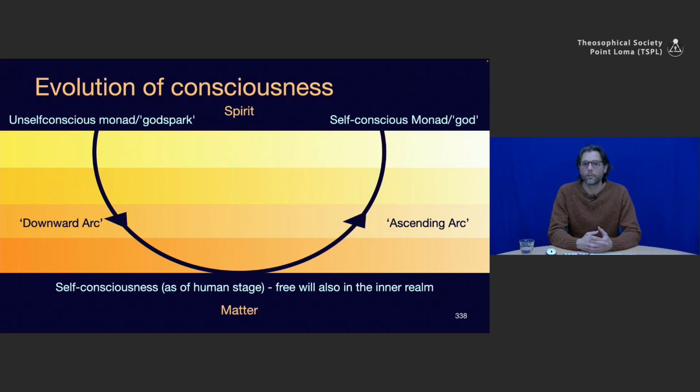At about the lowest point of that material development, self-consciousness is then developed with the development of the thinking faculty in the human kingdom. From then on, we have the free will to also focus on inner realms and to go up the ascending arc. Then we develop further in the spiritual realm until finally, as self-conscious monad or God, we relatively complete our evolution in this hierarchy of life, be it a planet, a solar system, or maybe even the universe as a whole.